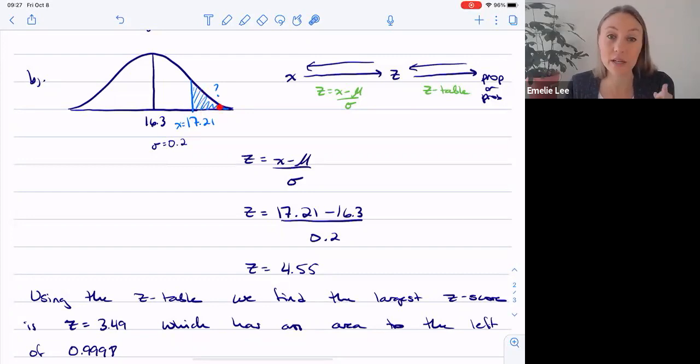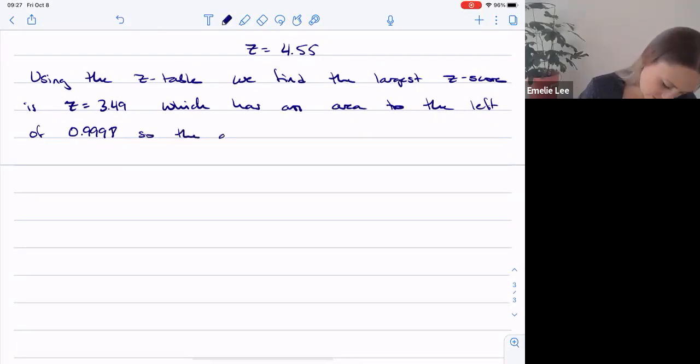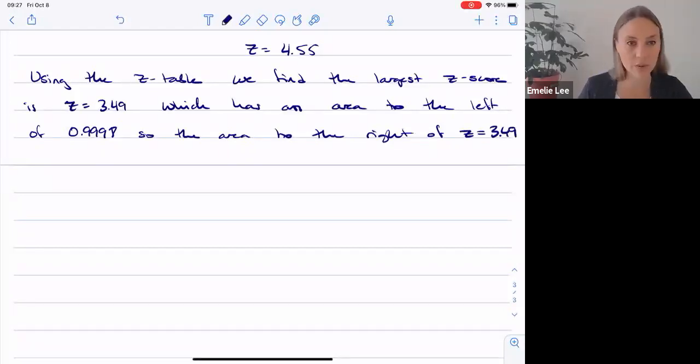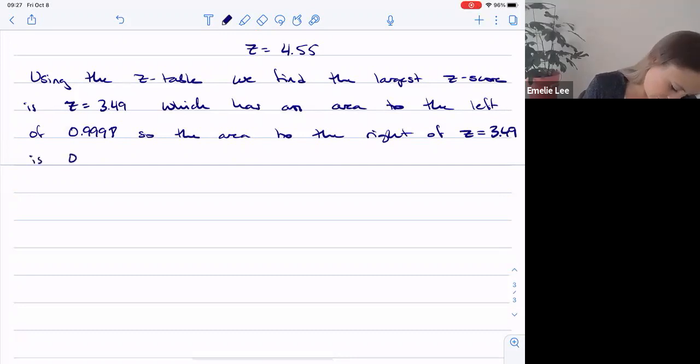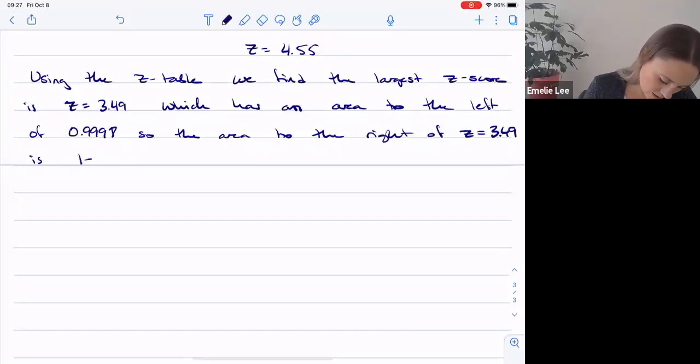So here we want the area to the right. If we have the area to the left, then we can find the area to the right. Which has an area to the left of 0.9998. So the area to the right of Z equal to 3.49, because that's the one that I'm talking about here, is 0.0002. Or maybe I'll show it as 1 minus 0.9998, which is 0.0002.